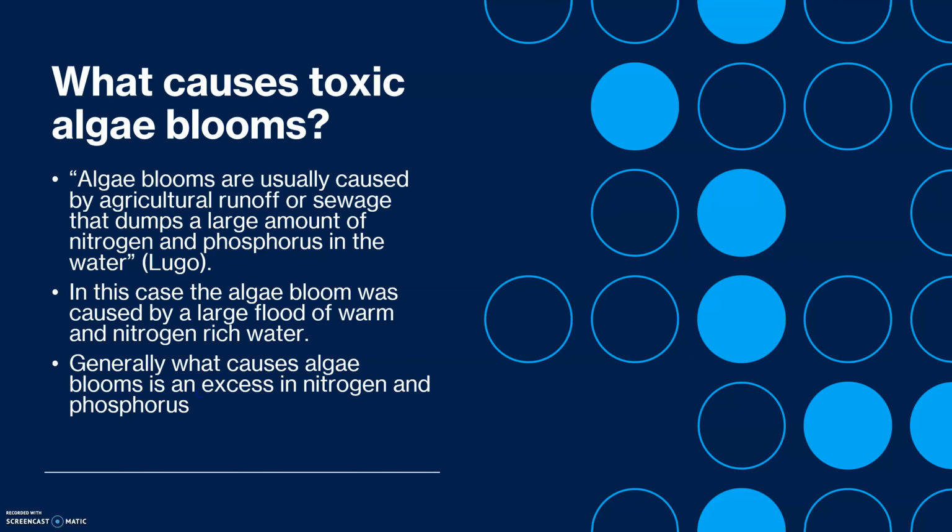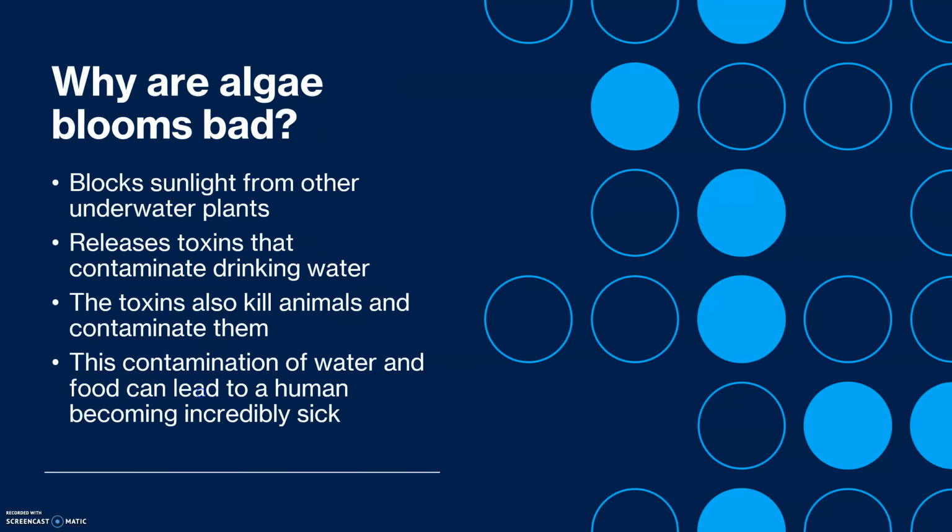So, what causes toxic algae blooms? Well, algae blooms are usually caused by agricultural runoff or sewage that dumps a large amount of nitrogen and phosphorus in the water. For this specific problem that happened in the Everglades, this was caused by a large flood of warm water from a nearby lake, which was rich in nitrogen. So overall, the two main components that would cause an algae bloom are just an excess of nitrogen and phosphorus.